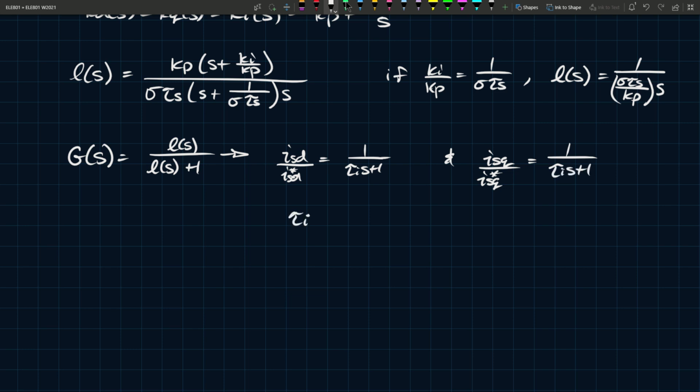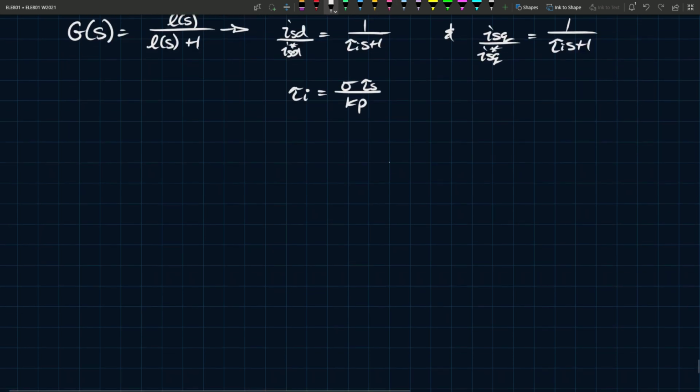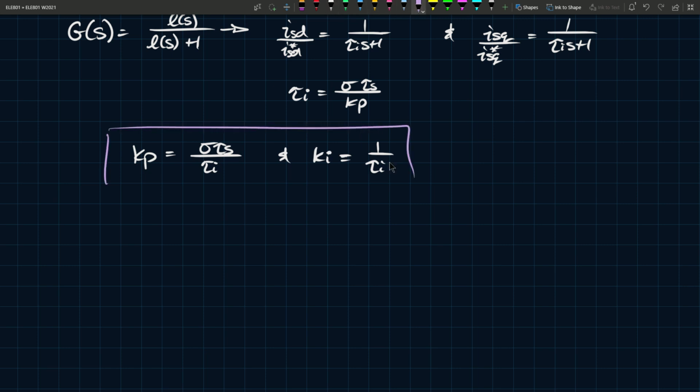And we say that tau_i, in this case, is equal to sigma tau_s over Kp. So based on your time constant, you can set your Kp. Based on Kp, you can determine your Ki, and so on. So maybe we can just summarize that right here. We can say that Kp is equal to sigma tau_s over tau_i, and Ki is equal to 1 over tau_i. So you set a time constant according to your requirements, and you end up having everything you need to solve for your control parameters.